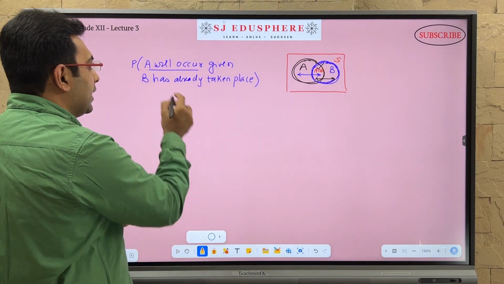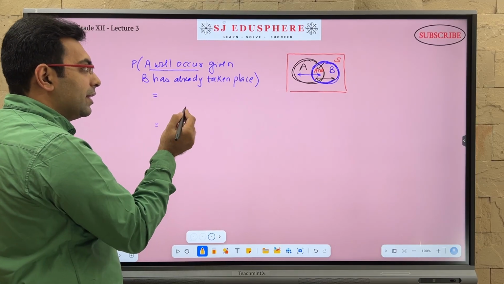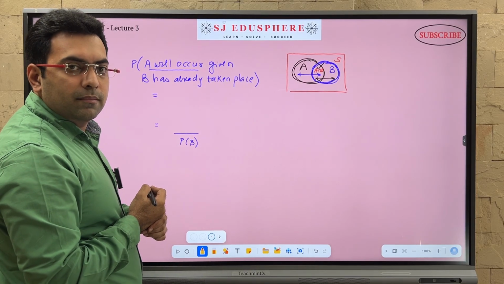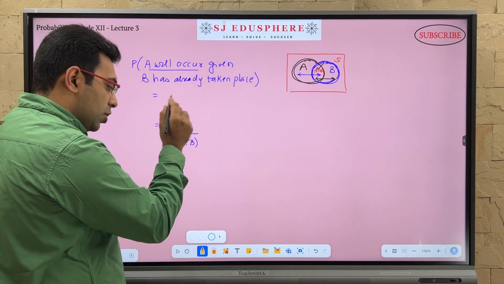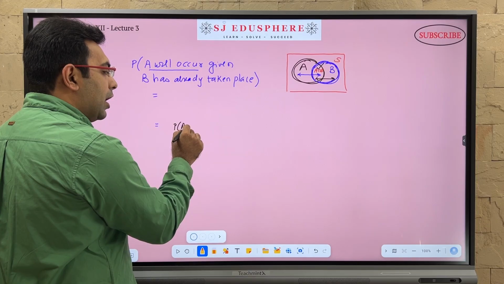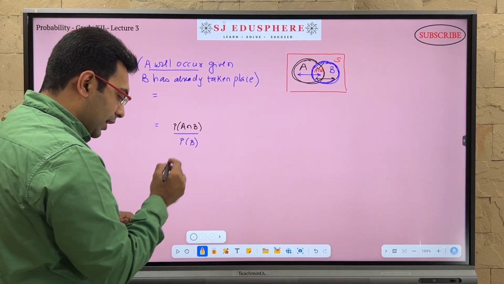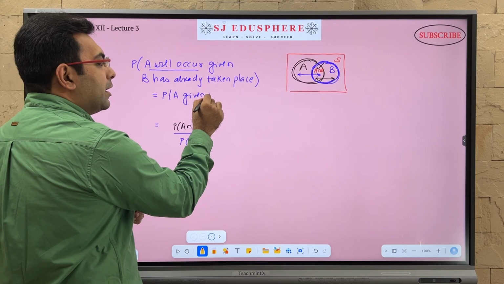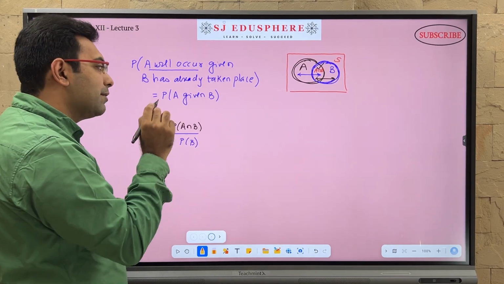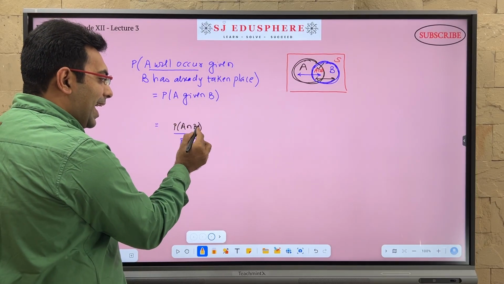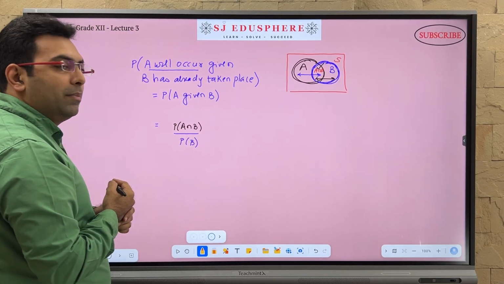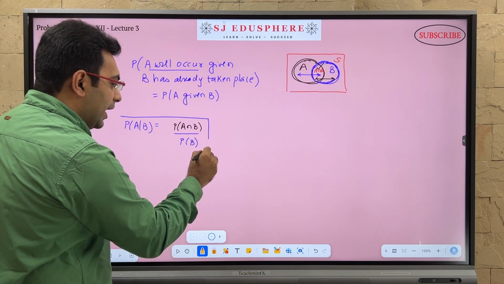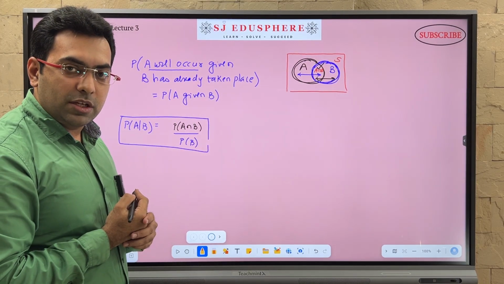So, probability that A will occur given that B has already taken place. So, first, what was the chance of B taking place? After that B has taken place, what is the chance that A will occur along with B? So, in simple language, probability A given B, A will occur given that B has already taken place, is A and B taking place upon the probability of B taking place. So hence my conditional probability of A given B is probability A intersection B upon probability B.